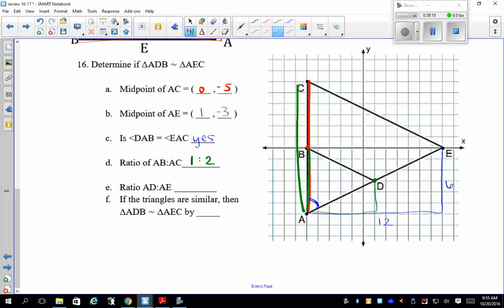The ratio of AD to AE, similar. The midpoint is D, right? So that means AD has to be half of AE. Also, this is going to be 1 to 2. If the triangles are similar, then ABD is similar to AEC by, well, I had the angle at the top, and then I found the two side ratios. So that's going to be the side, an angle, and a side on the other side.